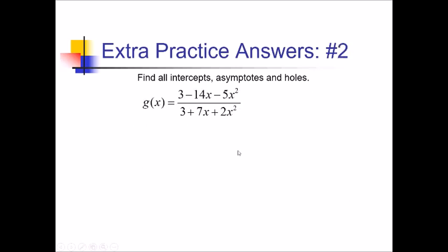For this one, we're trying to find intercepts, asymptotes, and holes for this rational function. So to start things off here, I think I'm going to factor this because I don't really know what I'm dealing with otherwise. So in the numerator, this is a little bit tricky, we're going to need factors of 3 and factors of 5x squared. Now, those are both prime numbers, so there's only so many different combinations we can try.